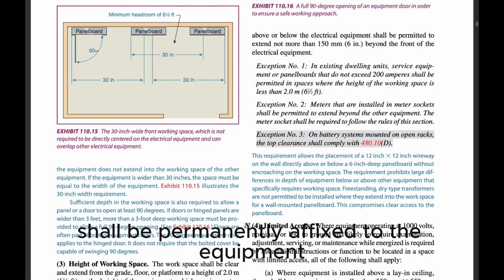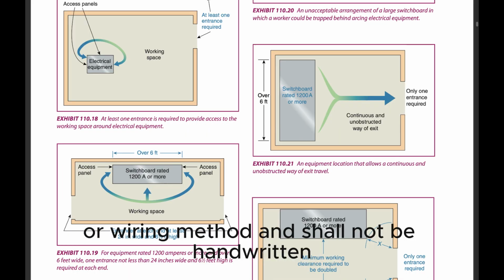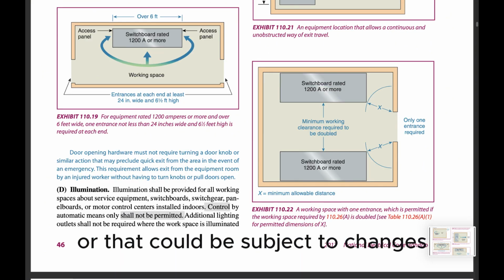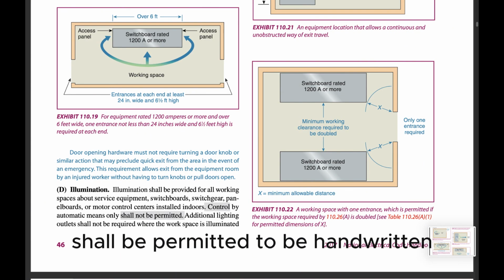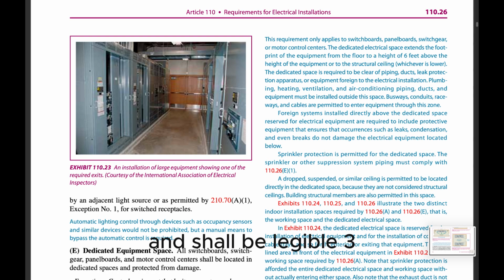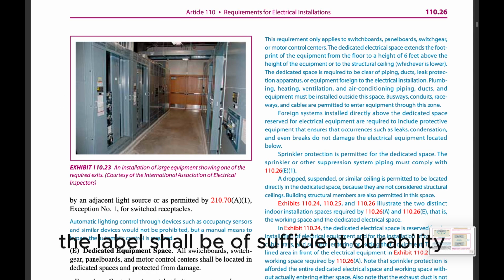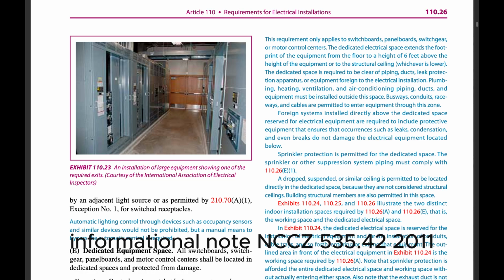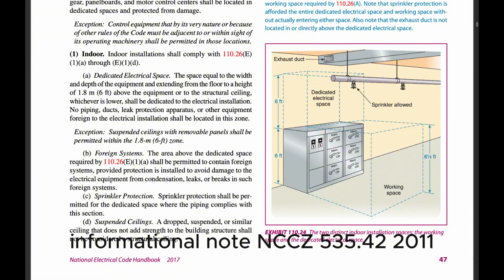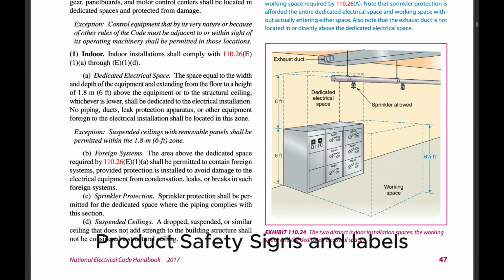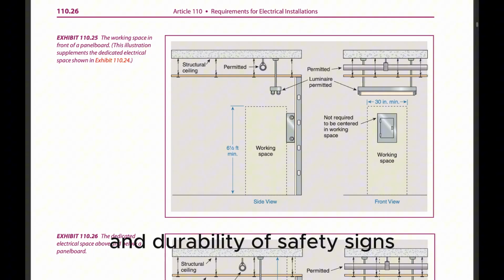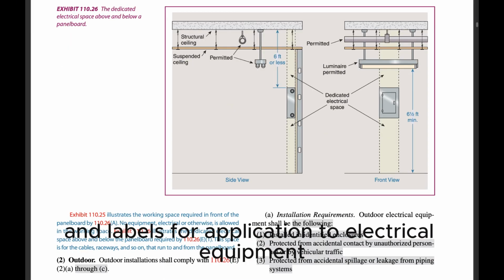(2) The label shall be permanently affixed to the equipment or wiring method and shall not be handwritten. Exception to (2): Portions of labels or markings that are variable, or that could be subject to changes, shall be permitted to be handwritten and shall be legible. (3) The label shall be of sufficient durability to withstand the environment involved. Informational note: ANSI Z535.4-2011, Product Safety Signs and Labels, provides guidelines for the design and durability of safety signs and labels for application to electrical equipment.